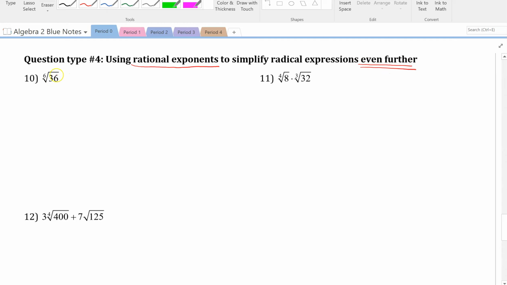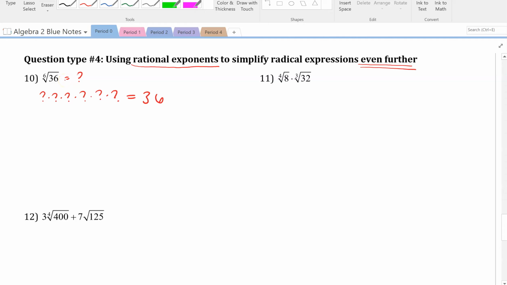A 6th root of 36. That means I have to figure out what number times itself 6 times, 1, 2, 3, 4, 5, 6, equals 36, right? A 6th root. That's what you're doing. You're trying to figure out what's that 1 out of 6 numbers that multiply to 36. And there is no whole number that multiplies to itself 6 times to equal 36. So we would have just left it this way.